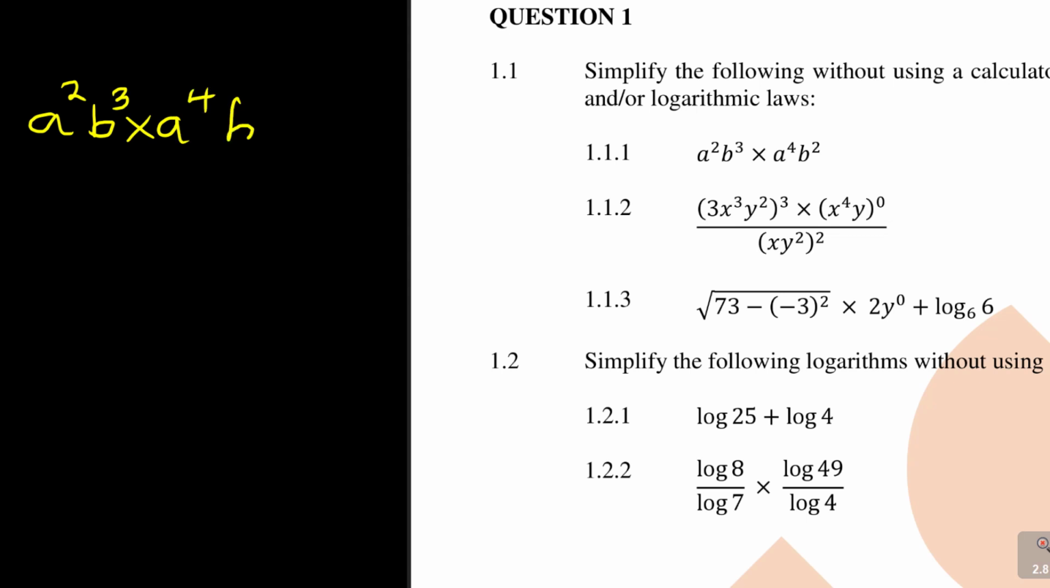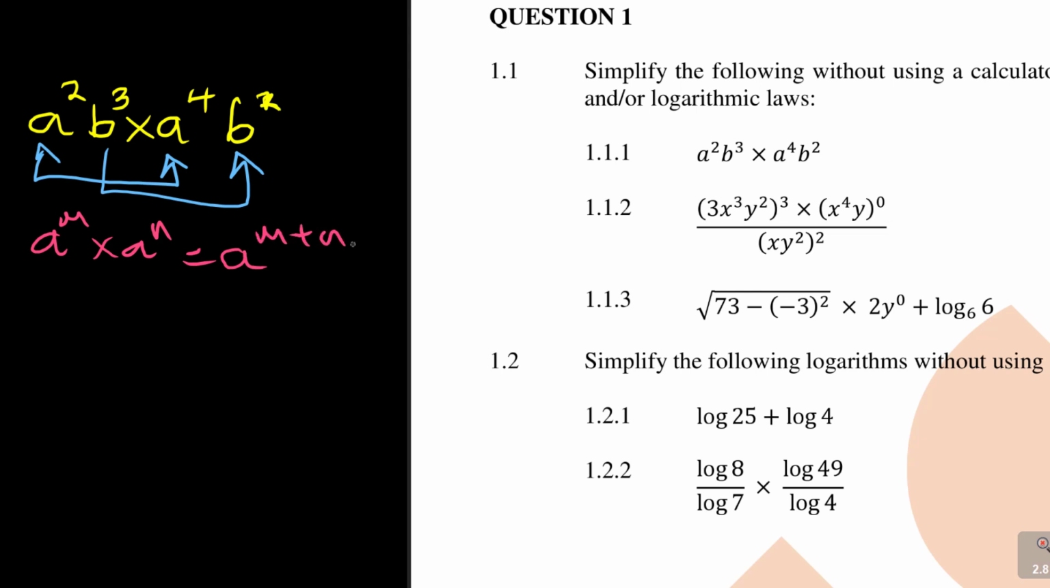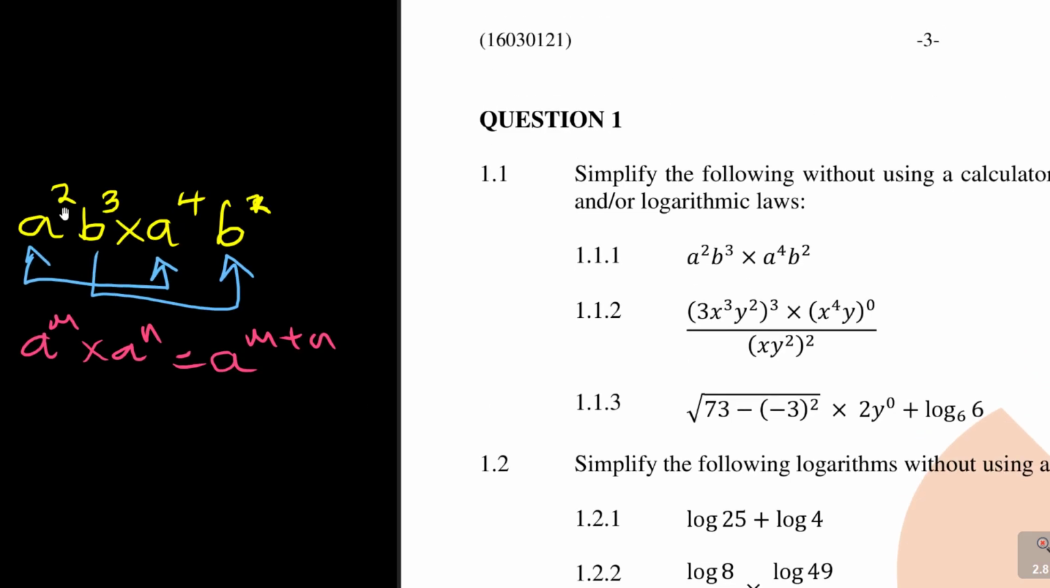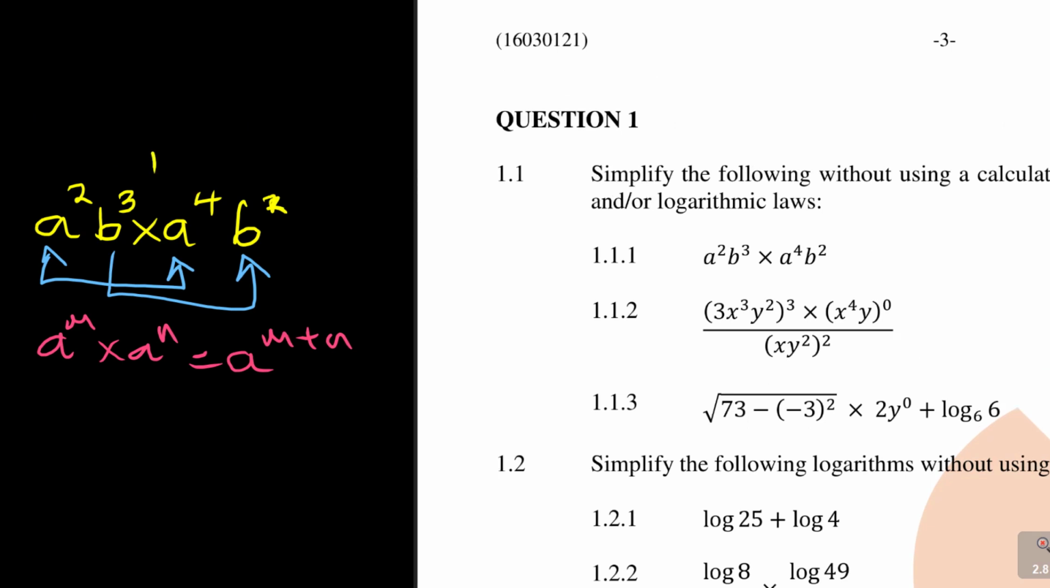So look, I have to consider what is common here. I've got my a and a, and I've got my b and b. So which law am I using? I'm using the law which says a to the power of m times a to the power of n is equal to a to the power of m plus n. So my answer will be a to the power of 6, and then b to the power of 5. That is basic.